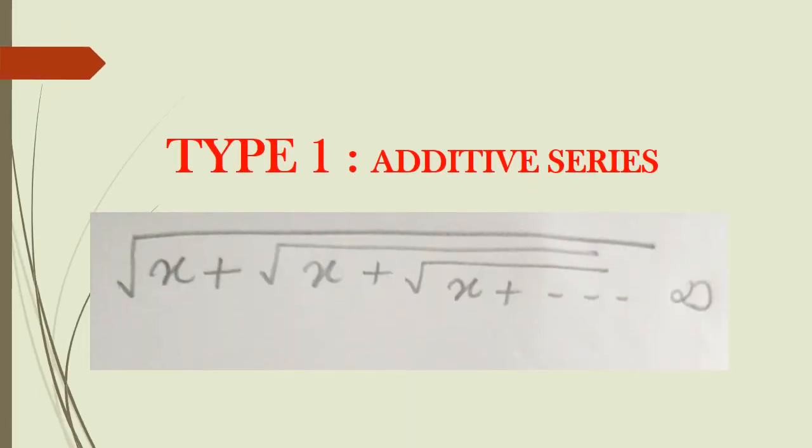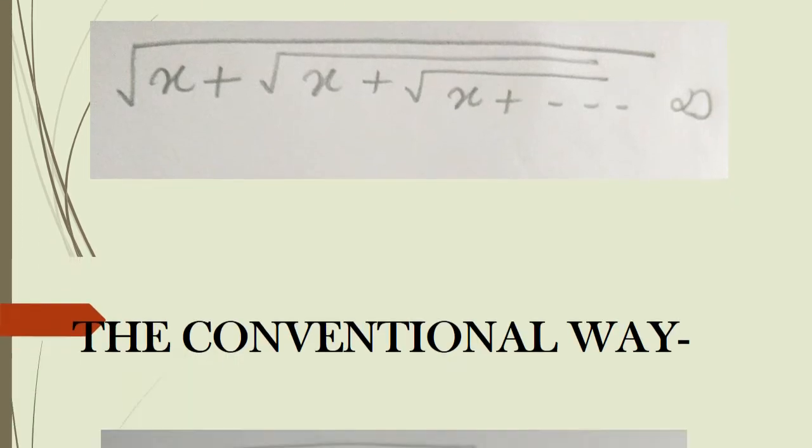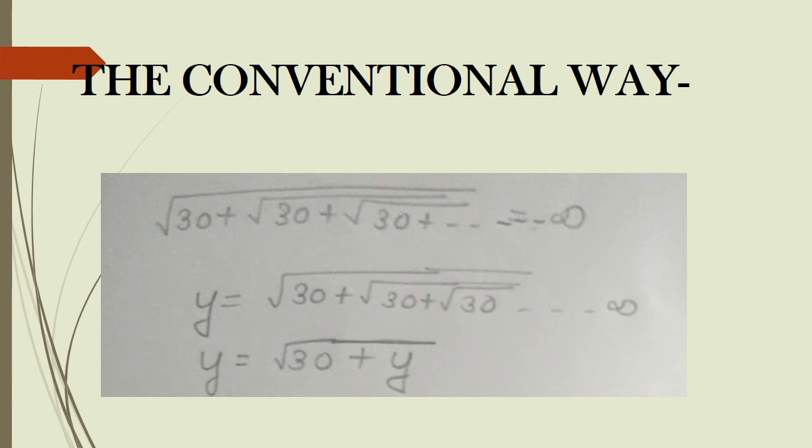Type 1 is an additive series. You can see that the question comes in the form of under root x plus under root x plus under root x, and this series goes on till infinity. So this is a conventional method to solve such kind of question. Here I have mentioned this type of question as under root 30 plus under root 30 plus under root 30, and you need to find out the sum of this series till infinity.